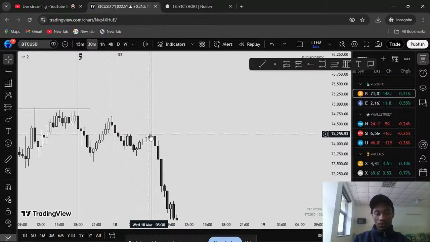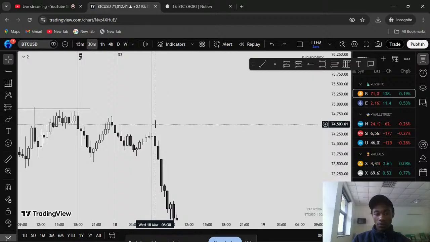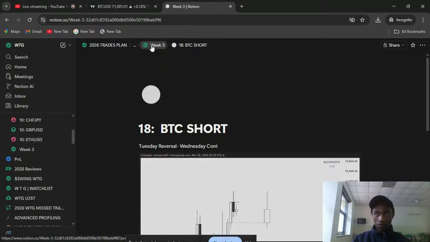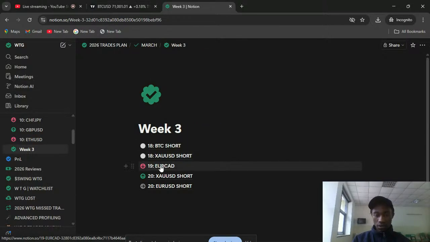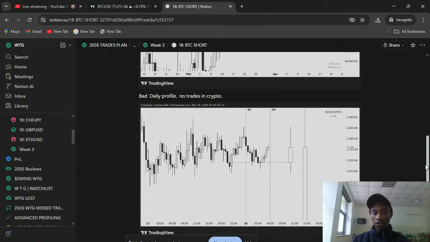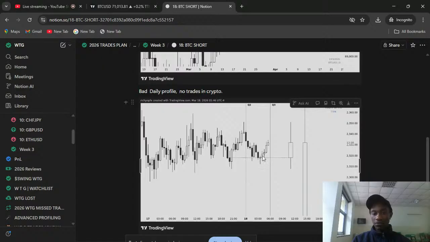I just closed it here and moved on to other assets. So that was a BTC trade I was going to take, but I didn't take it. Okay, now I'm going to talk about this BTC short that we talked about. I skipped it. We had a good weekly profile but a bad daily profile. This is something we were doing in the last hours of the London session.